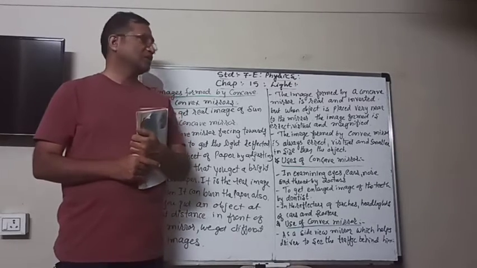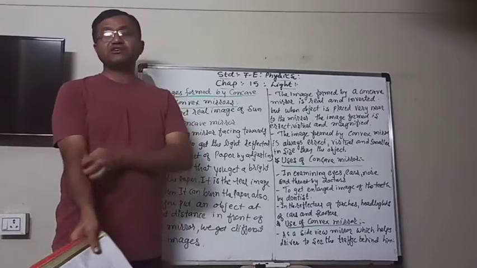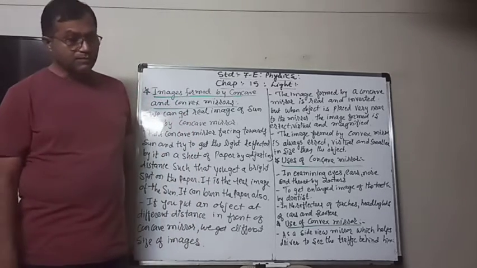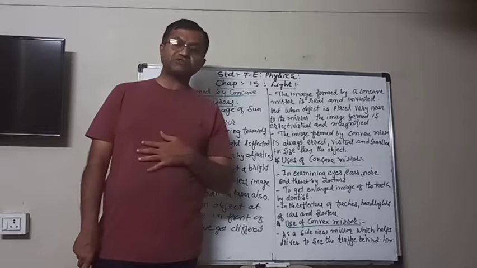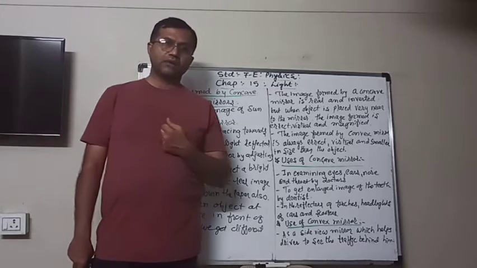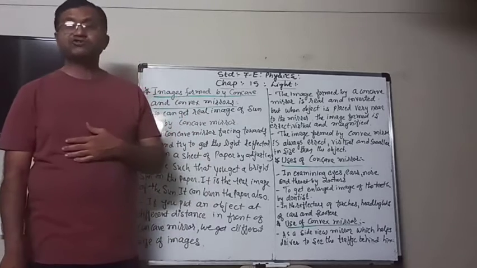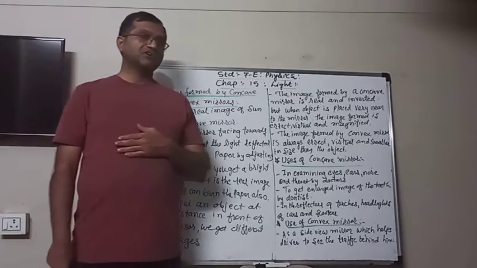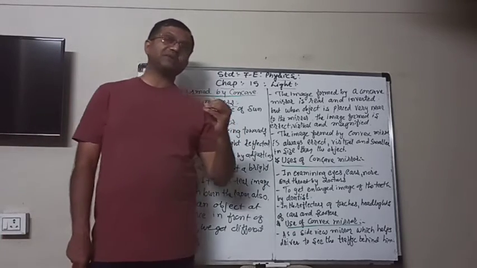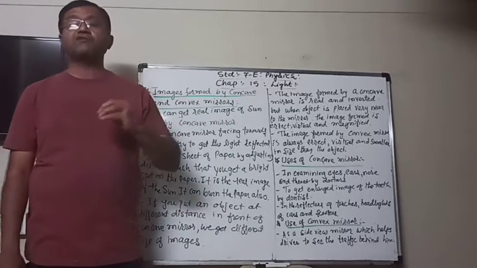Hello students, standard 7th. In physics, we are learning chapter number 15, light. In the last few sessions, we learned about the mirror and types of mirrors like plane mirror and spherical mirrors, spherical mirrors or curved mirrors. And that spherical mirrors are of two types, concave mirror and convex mirror.